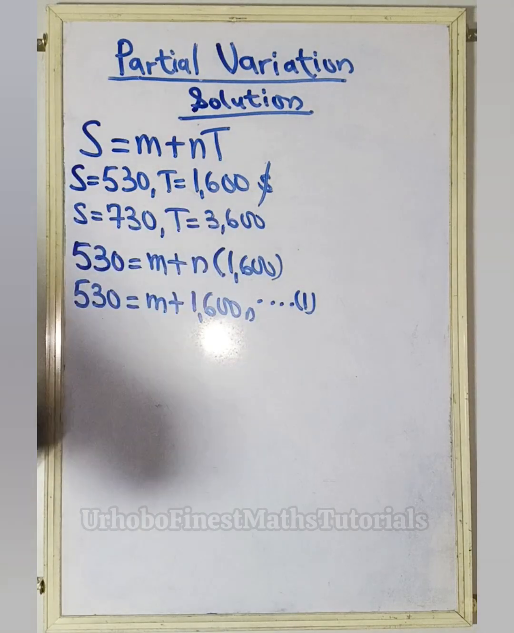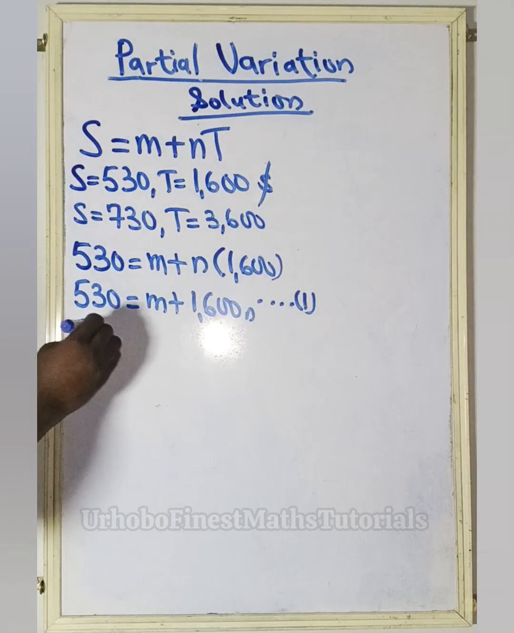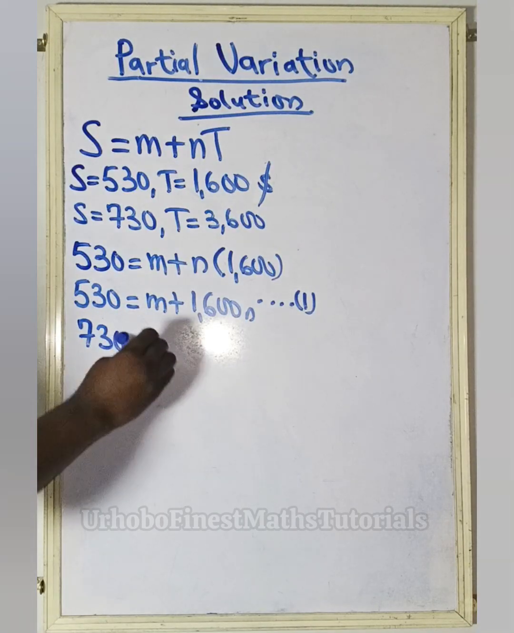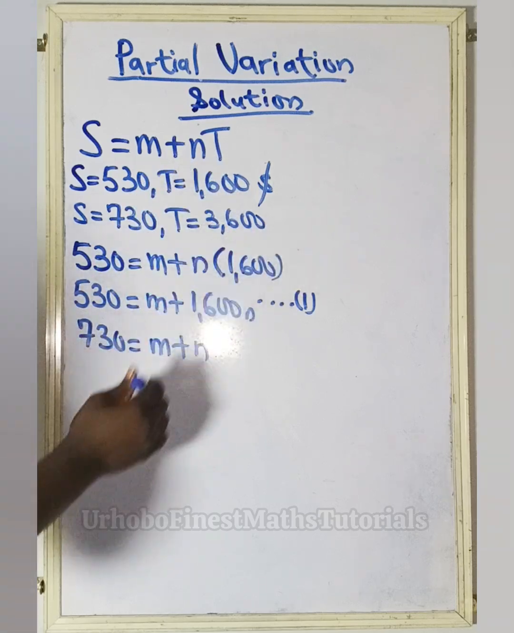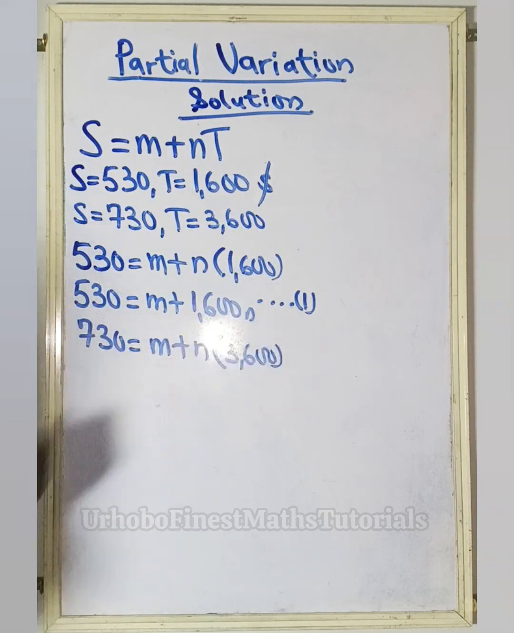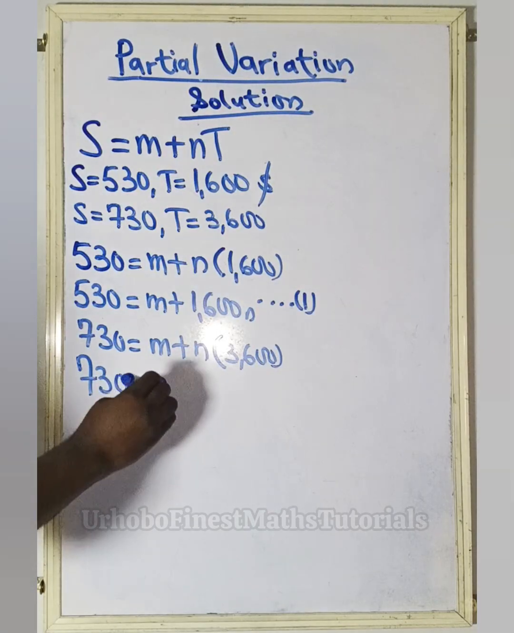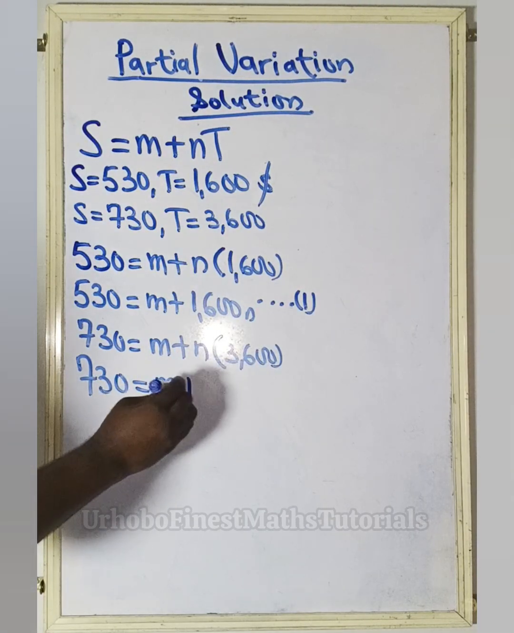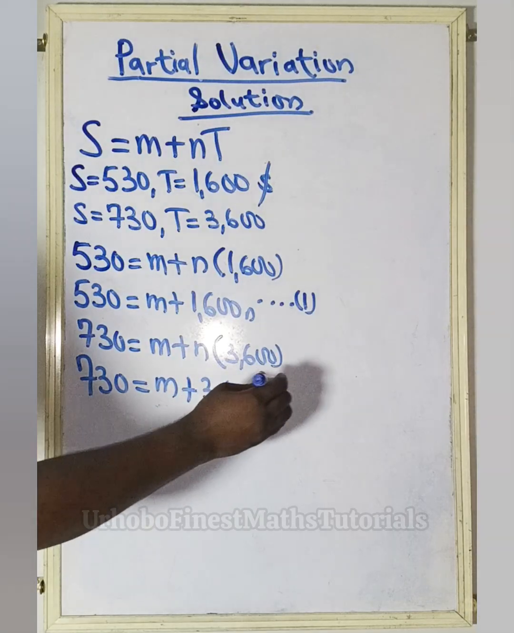Now we'll come to the second values. Whenever you see x, you're going to put 730 there: 730 equals m plus n. Whenever you see t, you put 3600, so put it in bracket. So 730 equals m plus 3600 n. We'll call this equation 2.